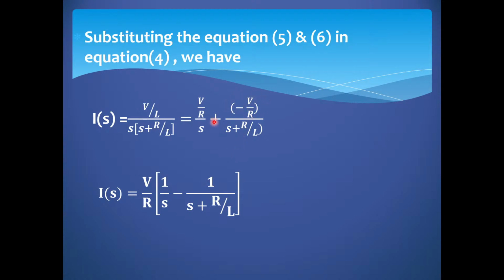Okay, now just to rearrange the terms, what do you get? I of S is equal to, you can take V by R common. If you take V by R common, you get V by R into 1 by S minus 1 by S plus R by L. So this is our I of S equation after partial fractions.